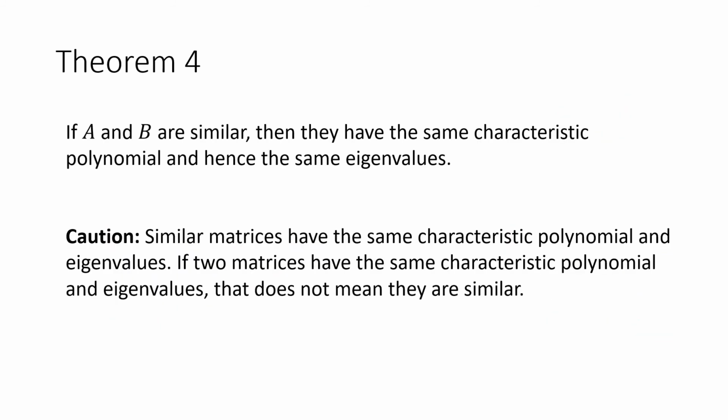So theorem 4, here's the first thing that we see about similar matrices. They actually have the same eigenvalues. Similar matrices have the same characteristic polynomial, but remember we saw how if you get the characteristic polynomial, you can get the eigenvalues. So if they have the same characteristic polynomial, it means they have the same eigenvalues.